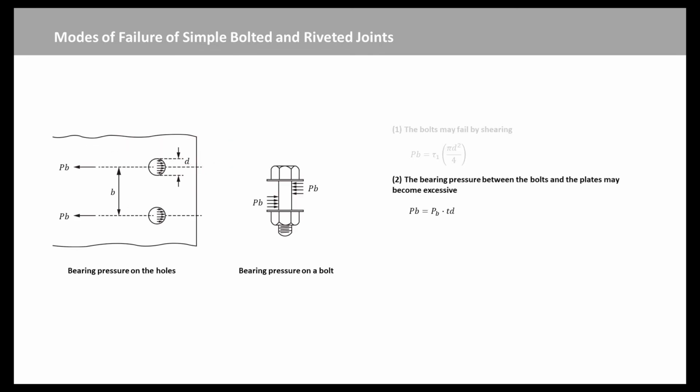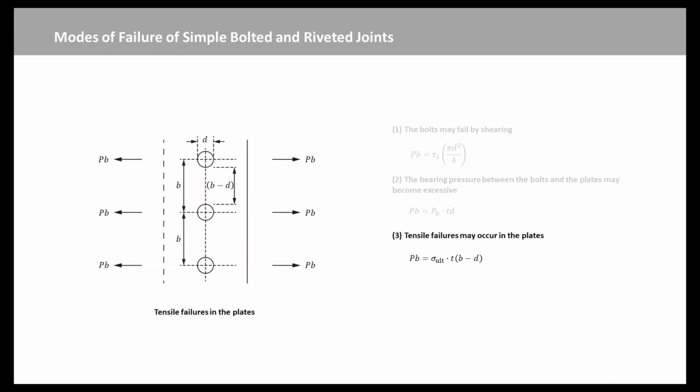Next, the bearing pressure between the bolts and the plates may become excessive. The total bearing load taken by a bolt is P times b. If Pb is the pressure at which either the bolt or the hole fails in bearing, a failure of this type occurs when P times b equals Pb times T times d.